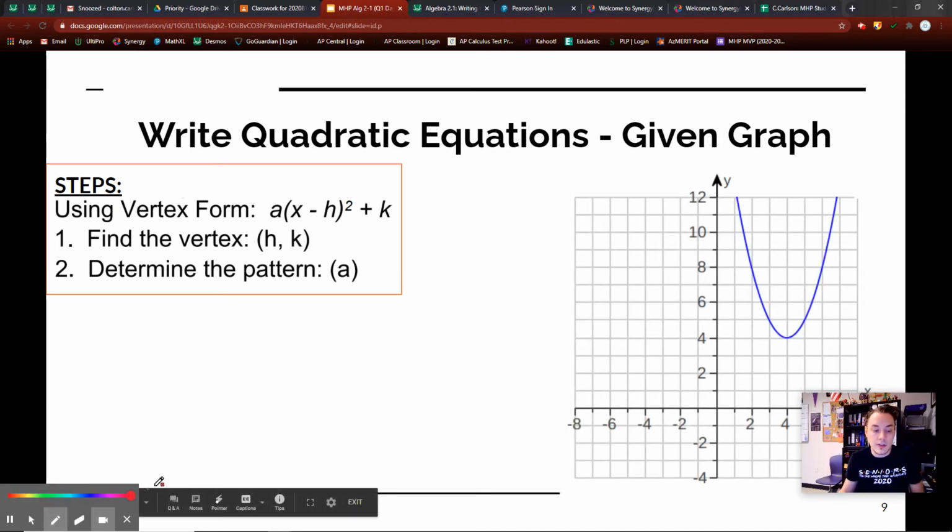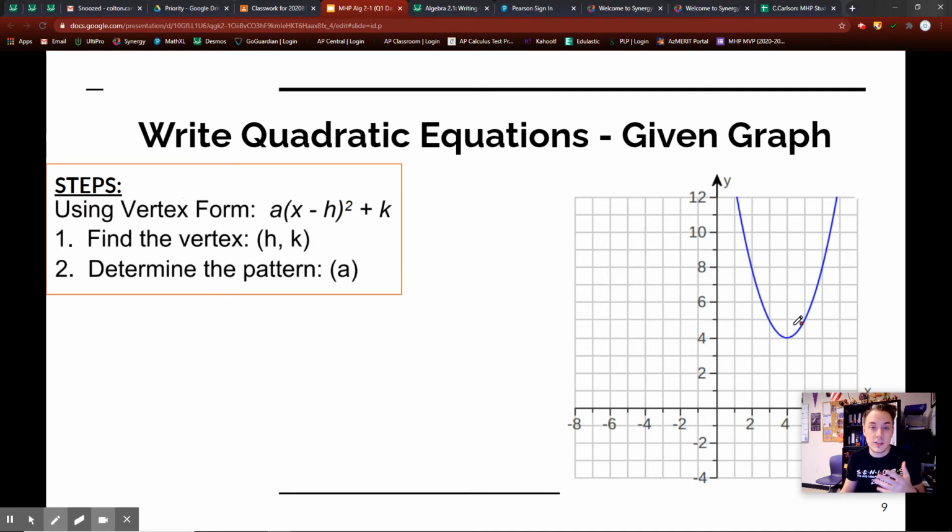So what do I do? Well, I want to find the vertex. The vertex is always going to be the min or the max. So in this case, it's going to be right here. What is that point? This point is 4, comma 4. So this is my vertex. Okay?